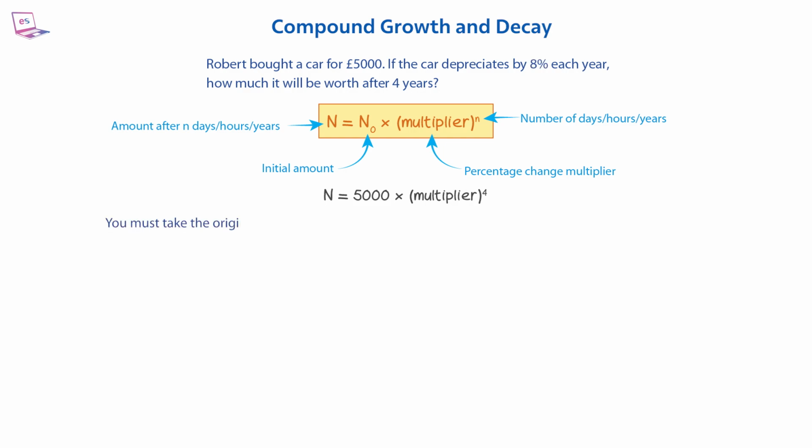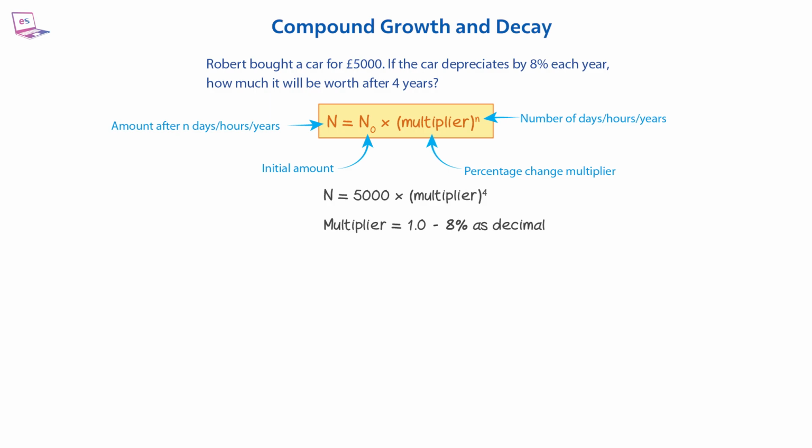You must take the original number as 1.0 and the percentage change as a decimal to find the multiplier. Since it is a percentage decrease, you need to subtract the decimal value of the percentage change from 1.0. Multiplier equals 1 minus 8% as a decimal.